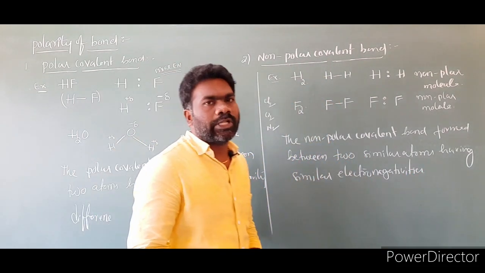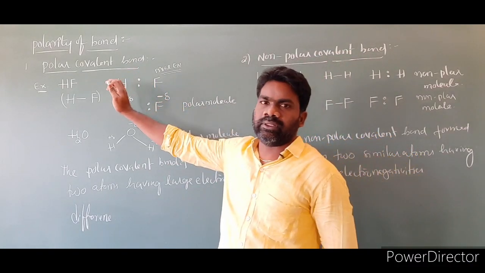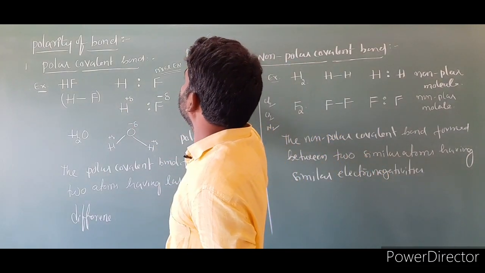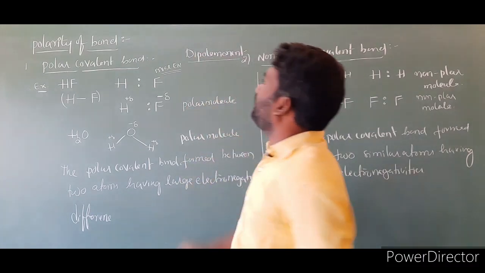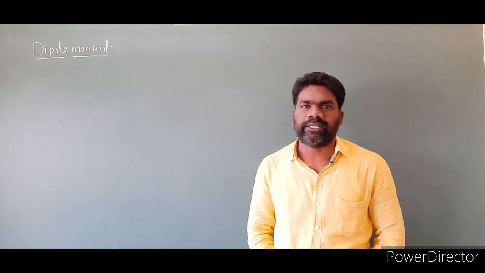So this is a polar covalent bond, and the other one is a non-polar covalent bond. The polarity of a molecule is represented by a dipole moment. Next topic is dipole moment. The polarity of a molecule is represented by a dipole moment. It is defined as the product of the magnitude of charge and the distance between the centers of positive and negative charges, and is called a dipole moment.